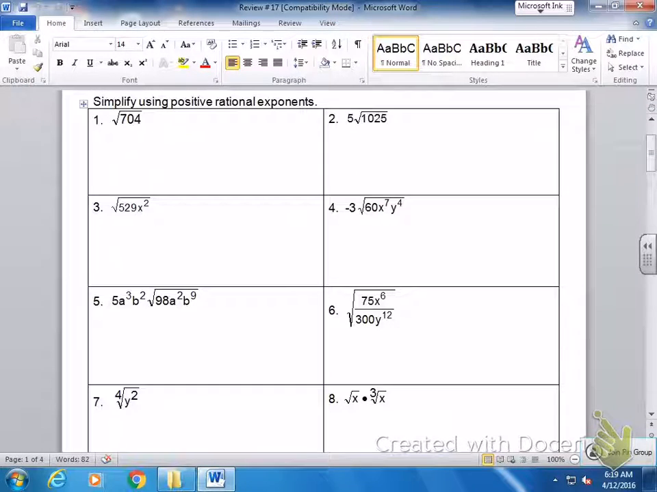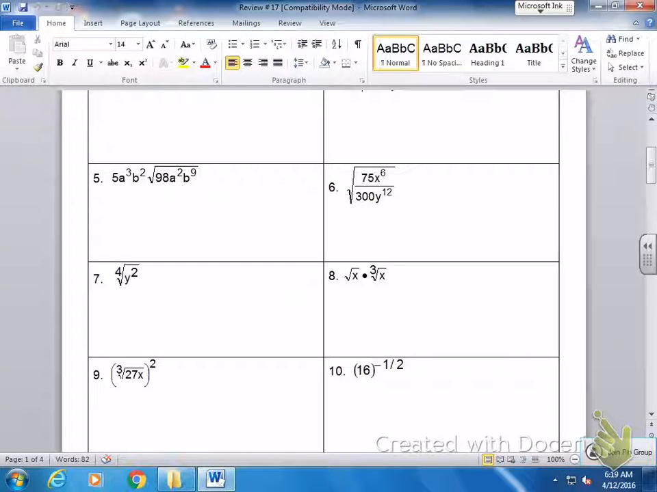If you look at the ones above this, they're all basically the same thing. 5 is just the most complex. If you can do 5, then you should be able to do any of the ones before. Now, just because I'm not doing 1 through 4 on this video does not mean you don't need to do 1 through 4. I have 5a cubed b squared times the square root of 98 a squared b to the ninth.